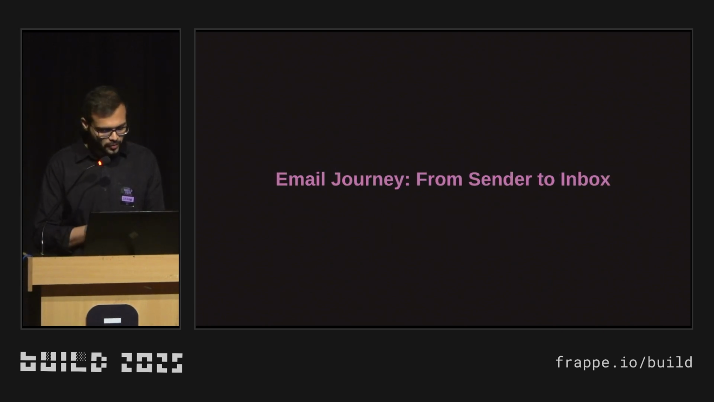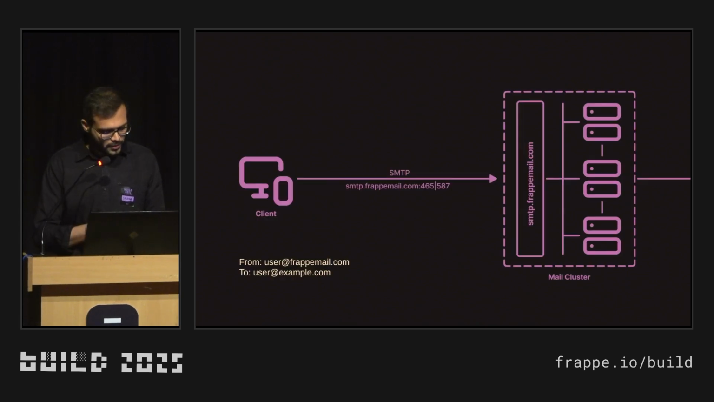Email journey from sender to inbox. So the client refers to the tool to send email such as Frappe Mail client. It opens an SMTP connection to the sender's mail server, for example smtp.frappemail.com. This server is usually a reverse proxy or a load balancer, forwarding requests to one of the connected SMTP servers. Ports like 465 and 587 are used for SSL and TLS. Custom ports can also be configured. These SMTP servers together form the mail cluster.